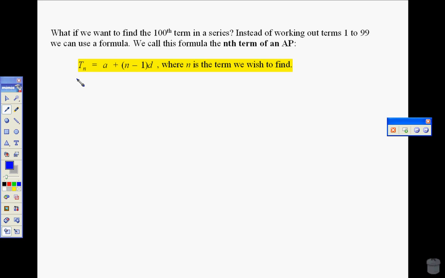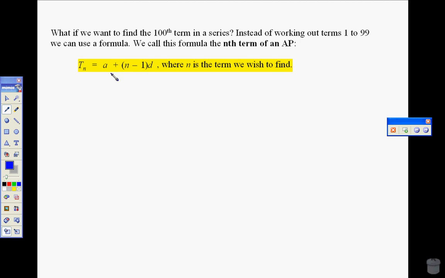Now, to find any term in a series, we're going to use a formula. We can start adding numbers and get terms in a series, but if we want to find something like the 100th term in a series, that's going to take a lot of calculation to get there. What we want is a simple way to do that. The formula we use is A plus n minus 1 times D.